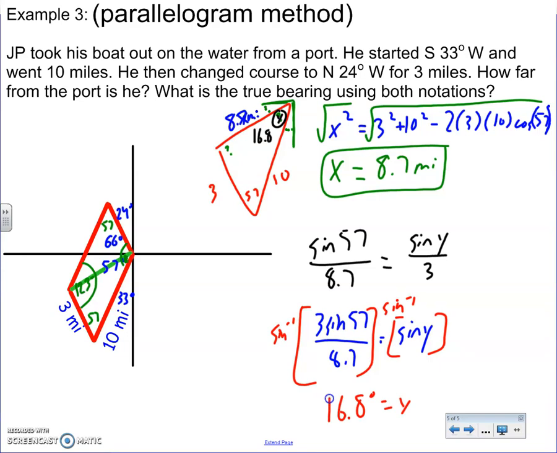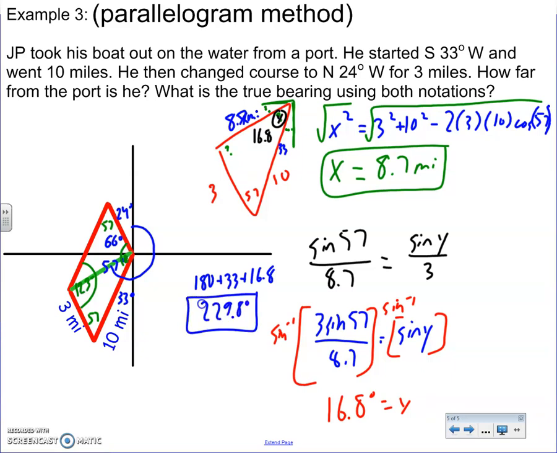Let's try to find the true bearing. We have to find from here, that's 90, 180, plus this piece 33, plus this piece was a 16.8. Because remember, this was a 33 angle out here. So I'm going to do the adding method. So 90 plus 90 is 180, plus 33, plus 16.8. Type that in the calculator. You should get 229.8 degrees. That is our true bearing.